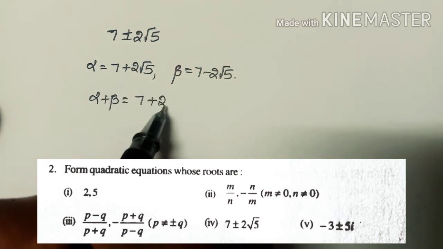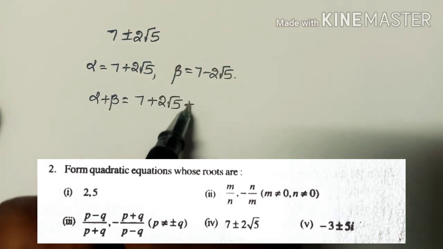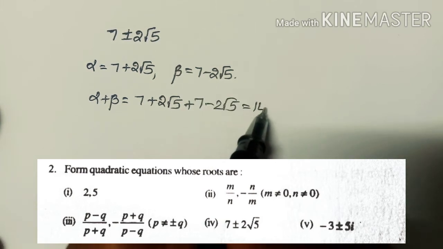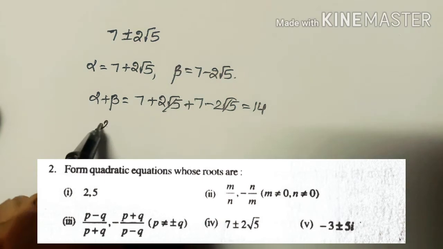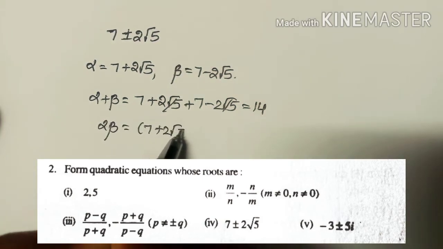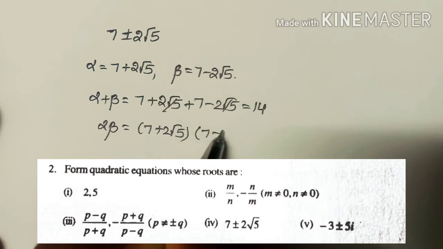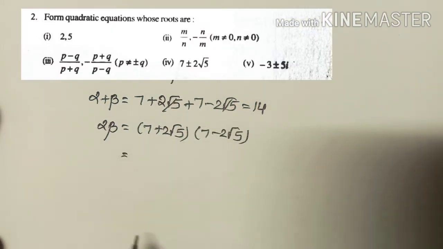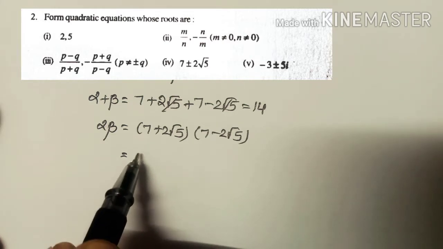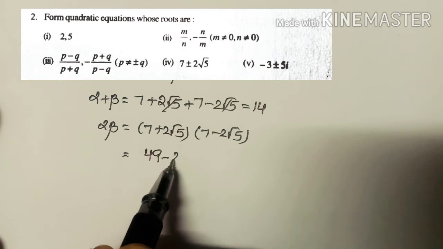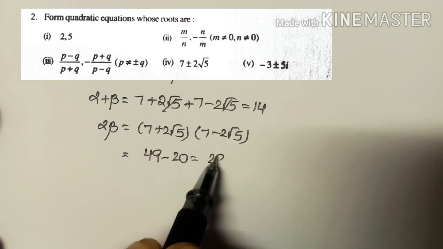So alpha plus beta is equal to 7 plus 2 root 5 plus 7 minus 2 root 5, which is equal to 14, and alpha into beta is equal to 7 plus 2 root 5 into 7 minus 2 root 5. This is in the form of a plus b into a minus b: 7 square, 49, minus 2 root 5 whole square, 4 into 5, 20, which gives the value 29.